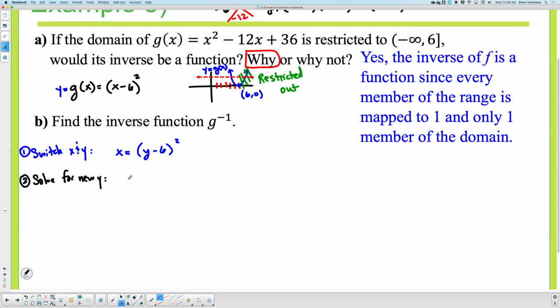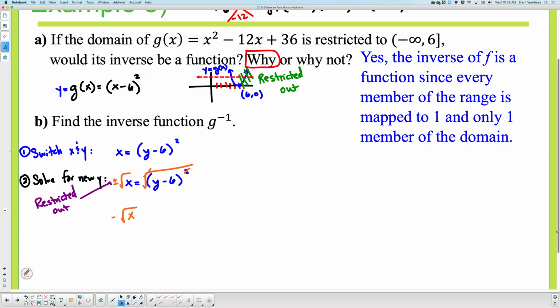And so what I would do first step is I would take the square root of both sides. To get rid of the square, we got to do a square root. And now again, whenever you take a square root, you need to add a plus and a minus. But because of this restriction being on the negative side, I only want the negative. So the positive is going to be restricted out. I ignore the positive on the square root because I'm only looking at the negative side of the graph.